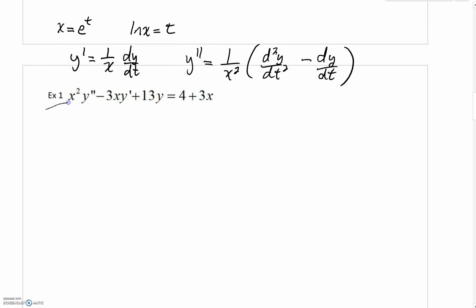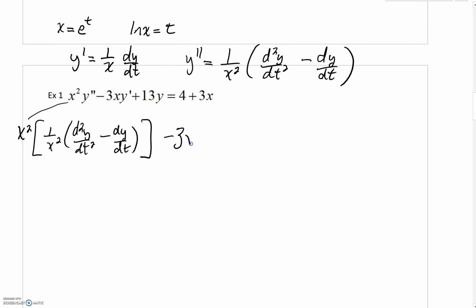So look, I'll have x squared out in front, but for y double prime, I'm going to have this 1 over x squared, second derivative of y with respect to t, minus dy dt. That'll say minus 3x, but for y prime, I'll have 1 over x dy dt. For 13, well, we'll just say it's 13y. I don't have anything to substitute there.